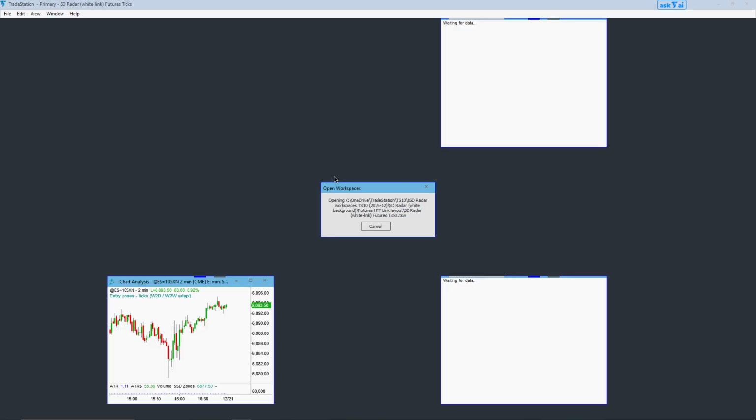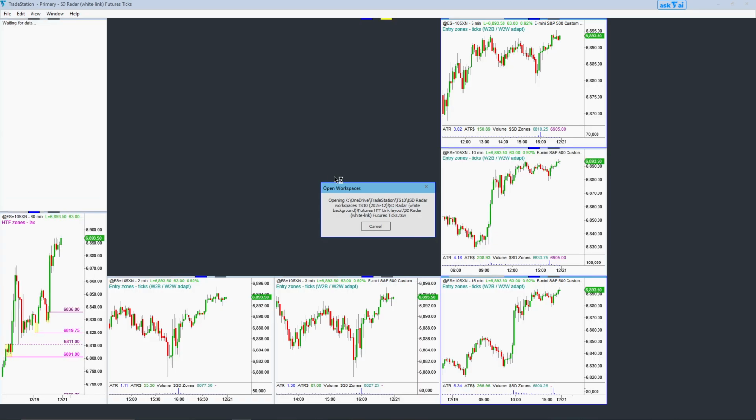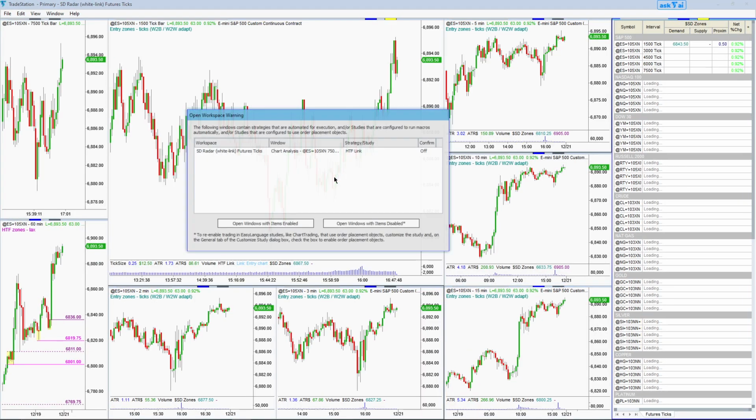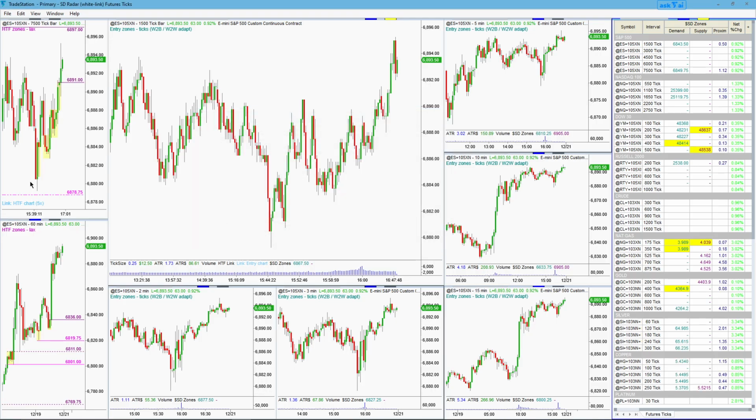And you know what's going to happen now in a little bit when it's loaded a little more. I think you know. There it comes. The warning from TradeStation says you're about to open a workspace that has automation features enabled. Do you want that? The answer is yes, you want that. You could open it with them disabled and you'll be disappointed that none of the stuff works. So we'll just open the windows with the items enabled. There it comes. The high time frame chart with high time frame link enabled.